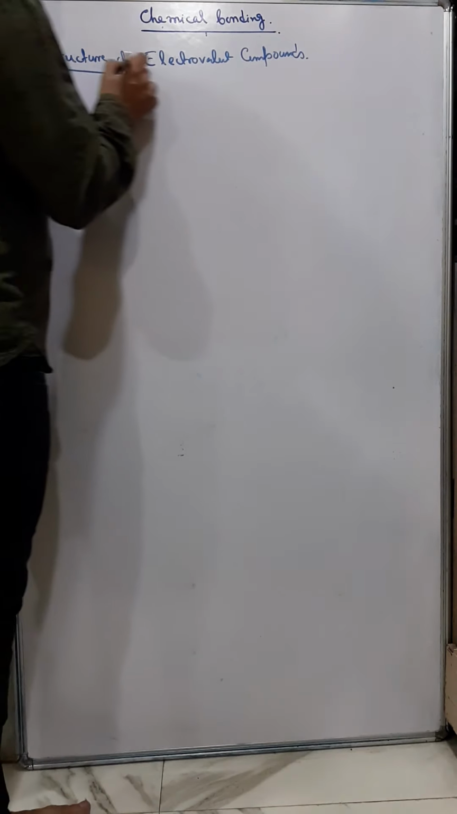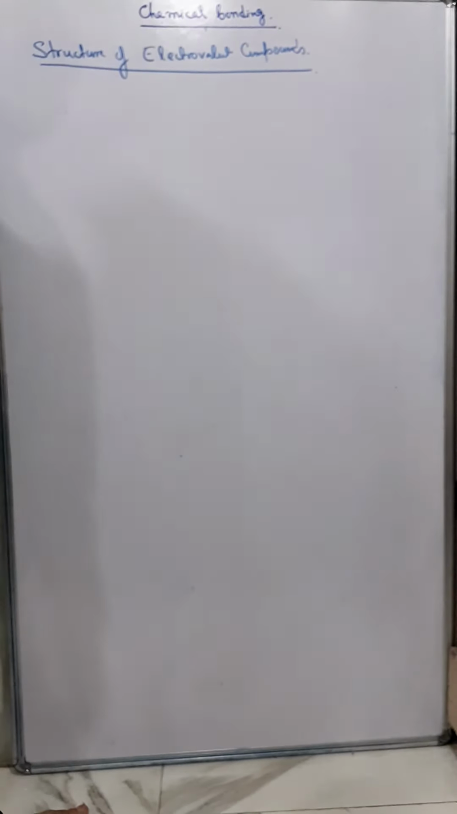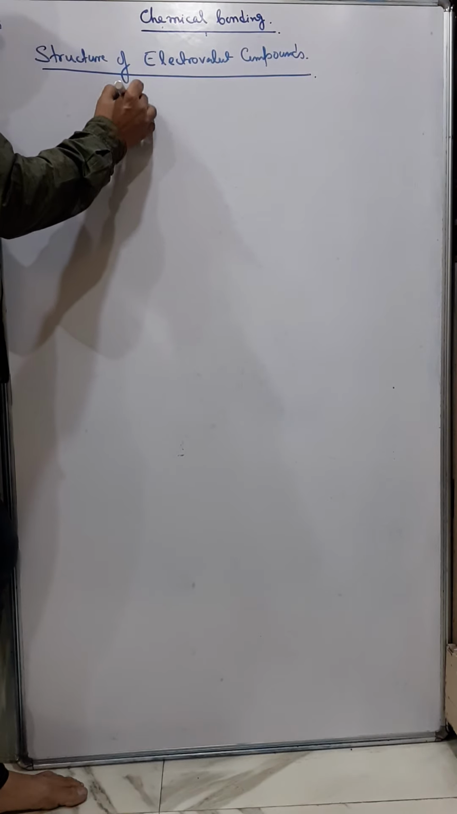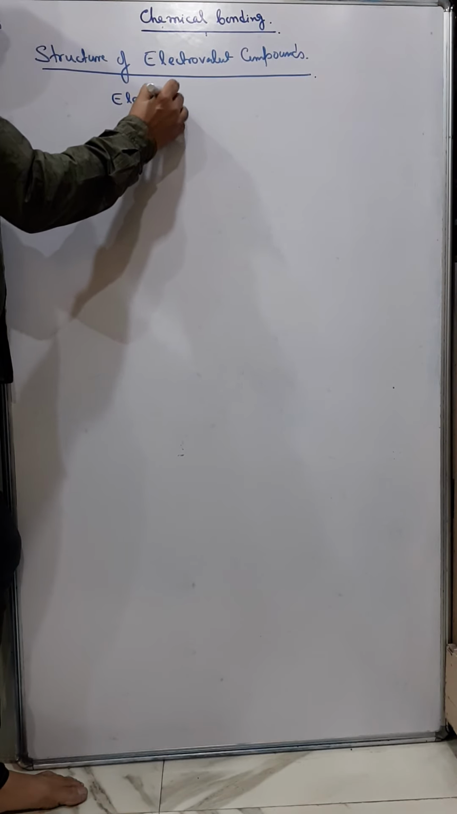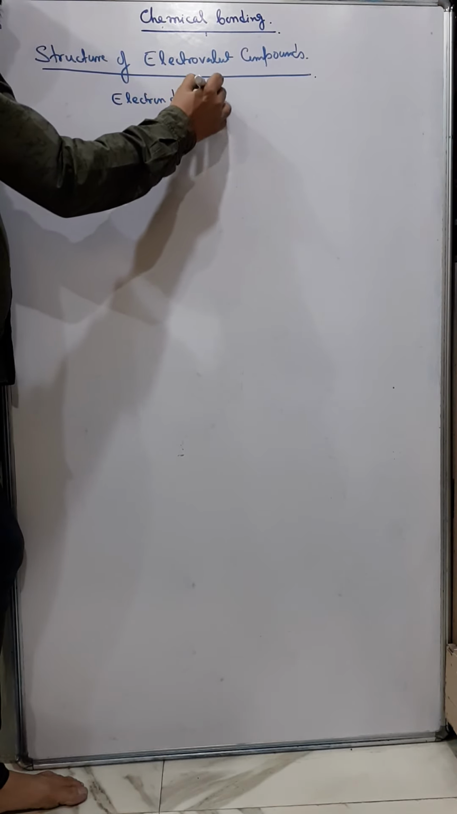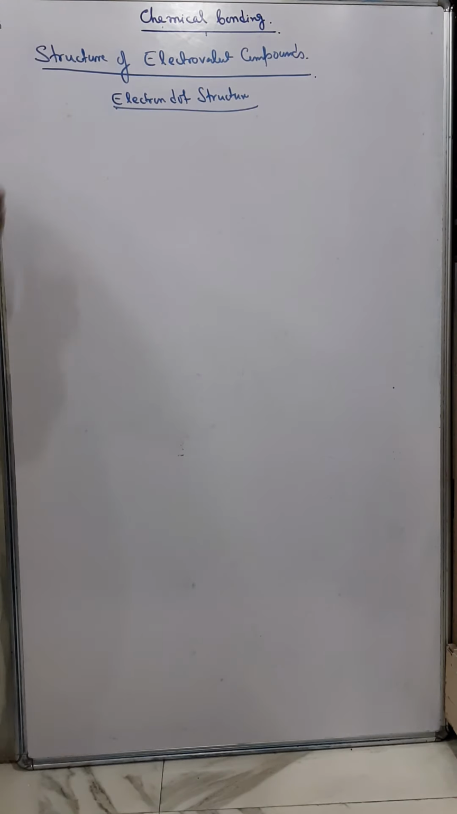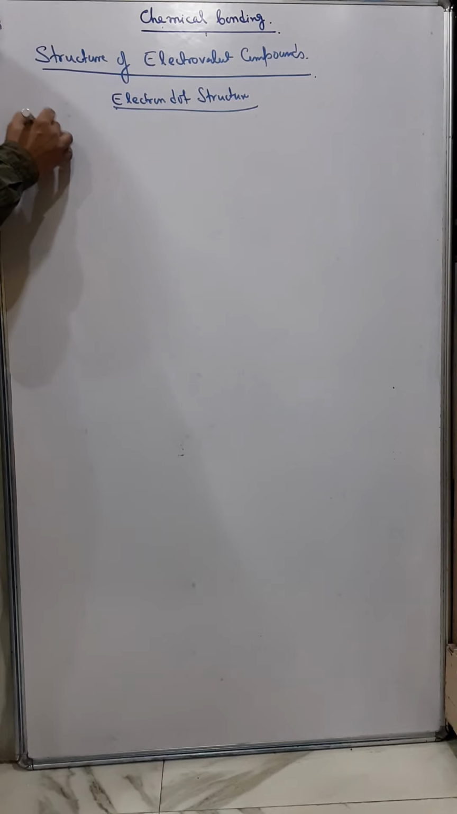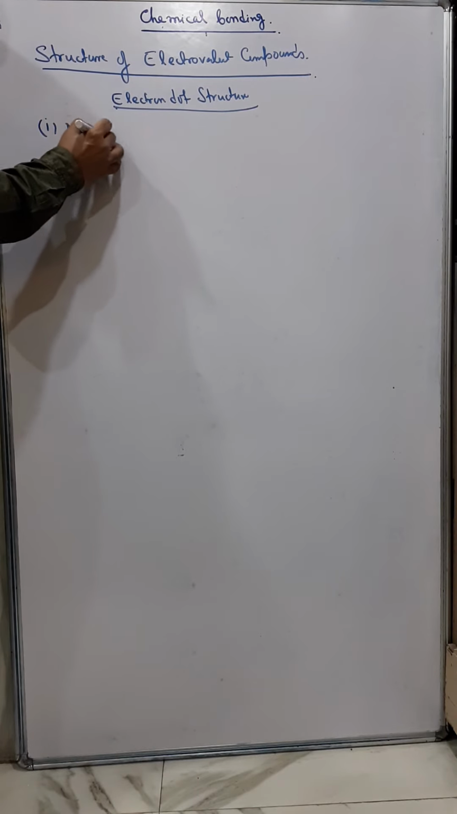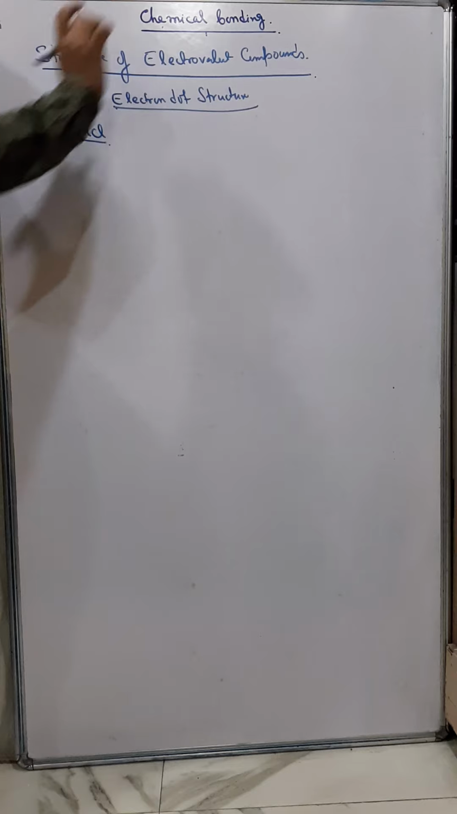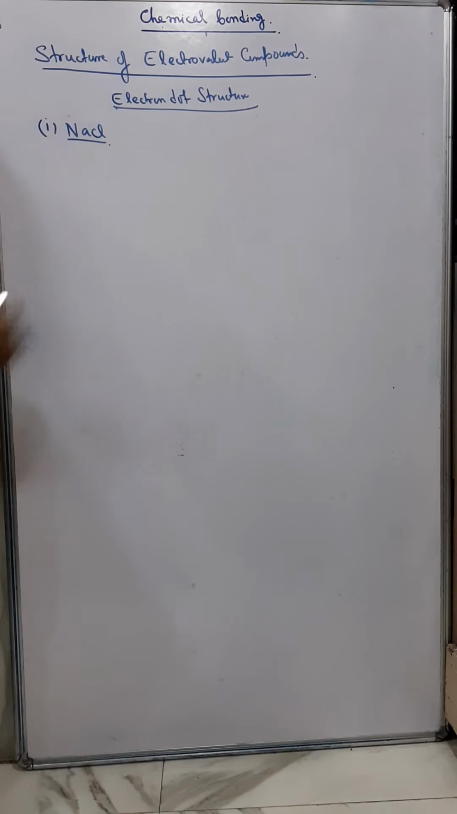Okay, now we'll do some structures of electrovalent compounds. This is in fact electron dot structure. See, for sodium chloride, this is an ionic compound, electrovalent compound. Sodium is a metal, chlorine is a non-metal.